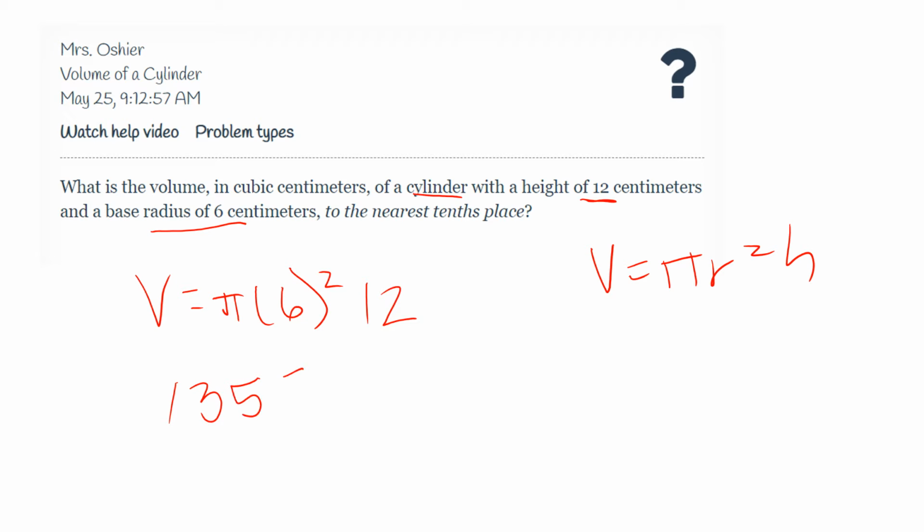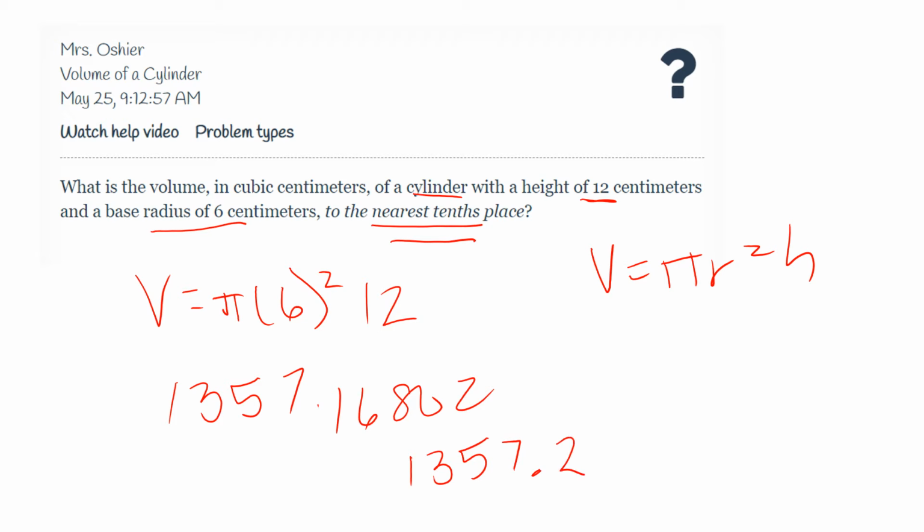So 1,357.16802. They want it to the nearest tenths. So this would be 1,357.2 centimeters cubed. I think I wrote inches squared on the last one. That was silly of me. That should have been inches cubed.